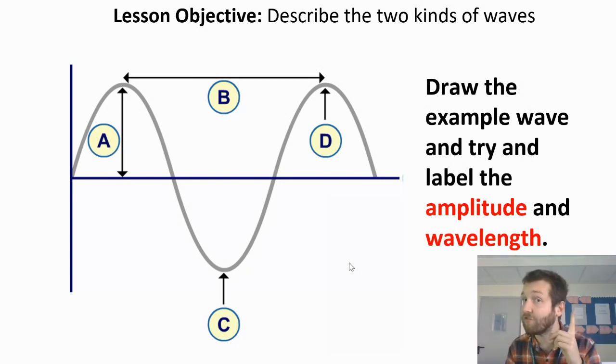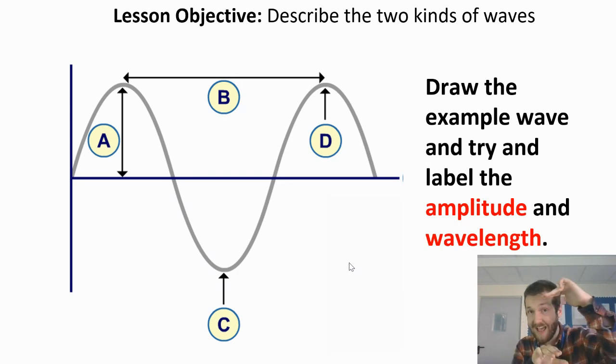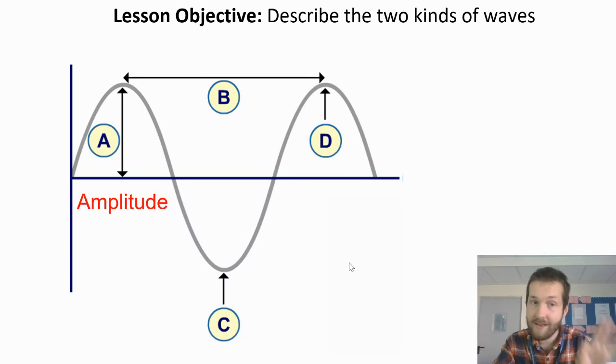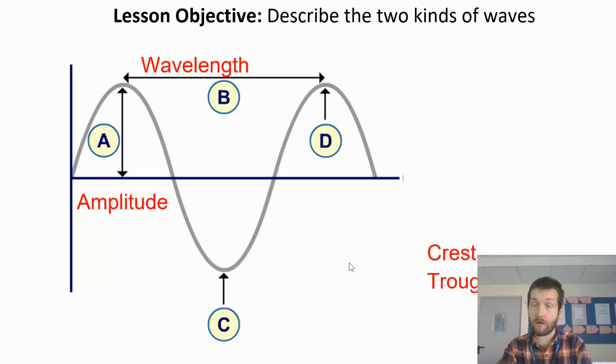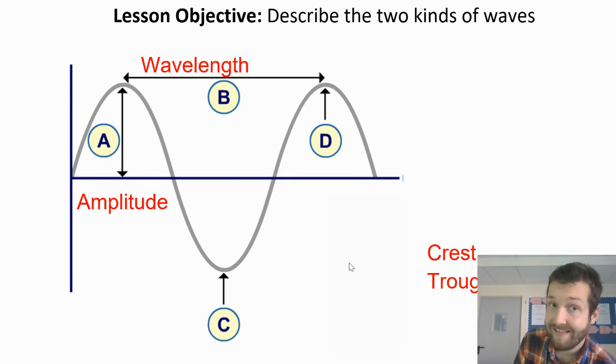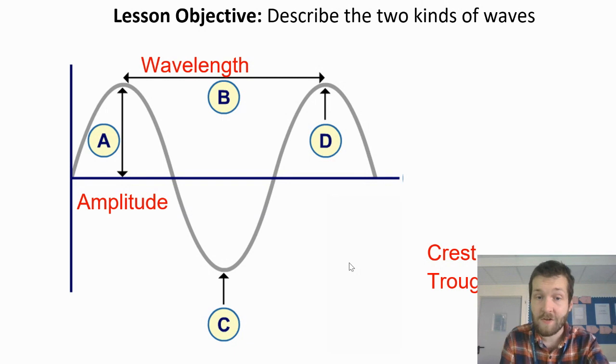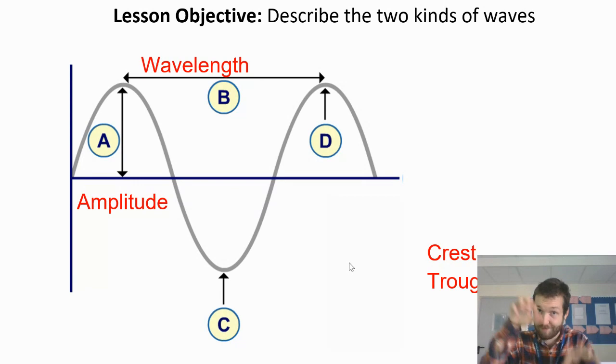Wavelength. We're going to measure both of these in meters because both of those are lengths. The amplitude's measured in meters, the wavelength's measured in meters. Okay, there's our amplitude, there's our wavelength. Two more terms we're going to introduce here. The crest, like the crest or the peak of a mountain, we can call D the crest or the peak of the wave. And then C, we can call that a trough because it's kind of like a trough that pigs eat out of. Yeah, the little trough that they eat out of.